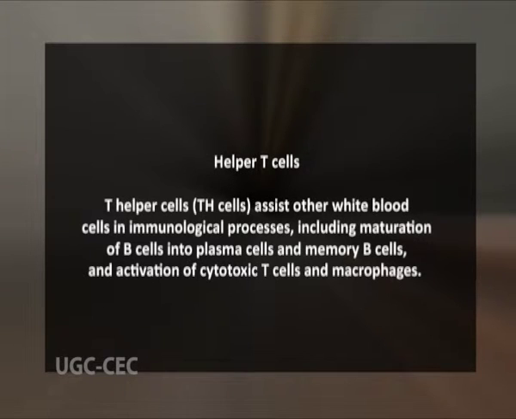Number 2. Helper T cells. T helper cells or Th cells assist other white blood cells in immunological processes including maturation of B cells into plasma cells and memory B cells, and activation of cytotoxic T cells and macrophages. These cells are also known as CD4 positive T cells because they express the CD4 glycoprotein on their surfaces.